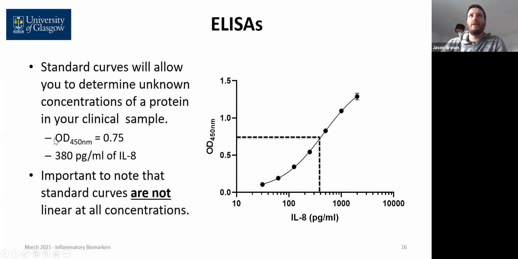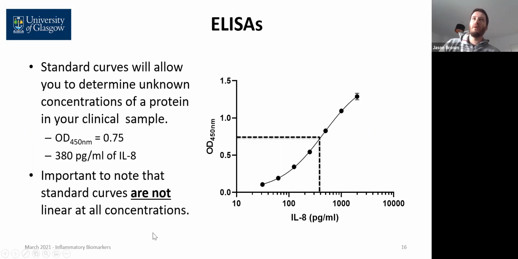So if we have an example here, if your absorbance at 450 was 0.75, so here, if you worked across and used the standard curve, what you would be able to do is identify that this is around 380 picograms per mil of IL-8. And you'll be able to do this using GraphPad Prism. And as I say, we'll talk through that in the next session. In the next recording, I'll go through how to analyze ELISA data.